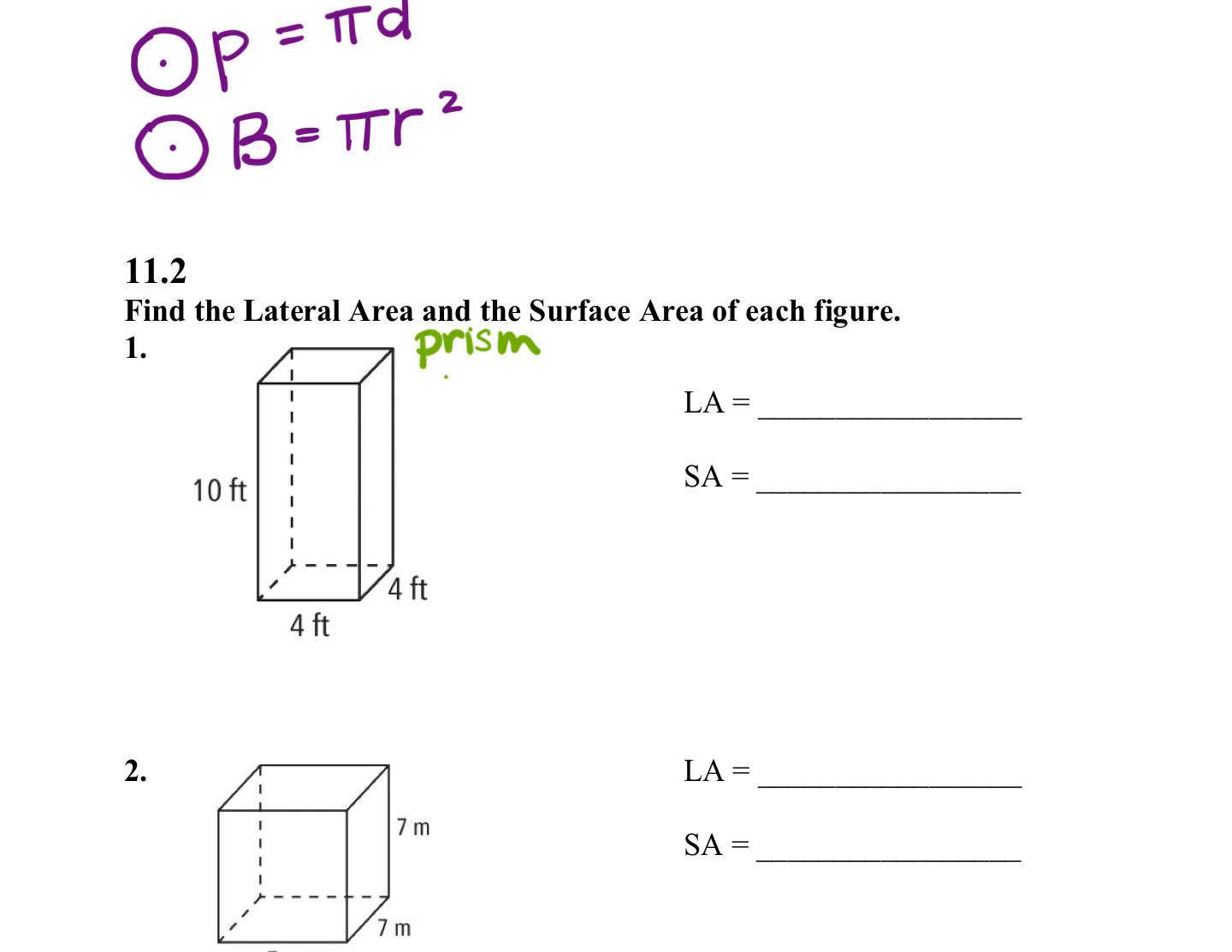They are LA equals pH. You're going to use that formula. And then you're also going to use the SA equals LA plus how many B's? 2B. Those are the only formulas you will use on that sheet other than what you just put on it with the pi r squared and the pi d.